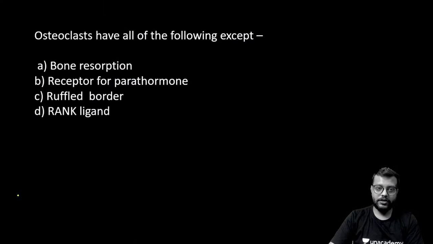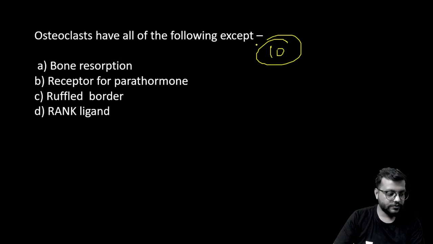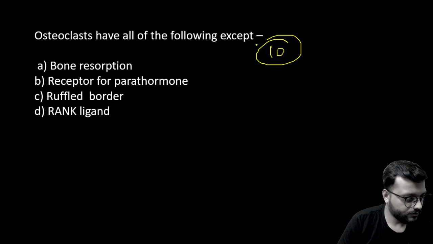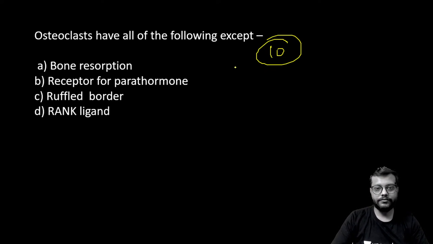So the first question is, osteoclasts have all of the following except. Okay, so from the options given, osteoblast does not have receptors for parathormone, so the answer will be B.